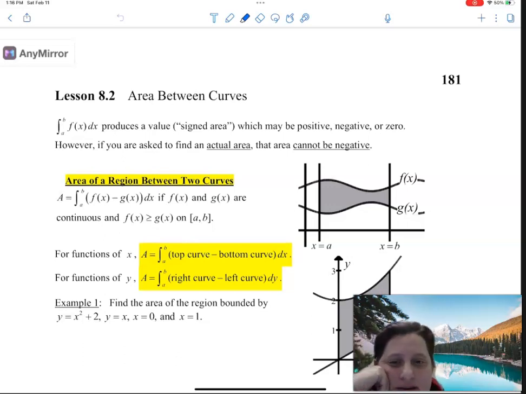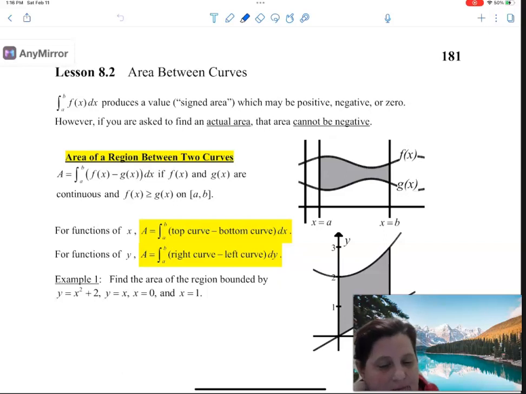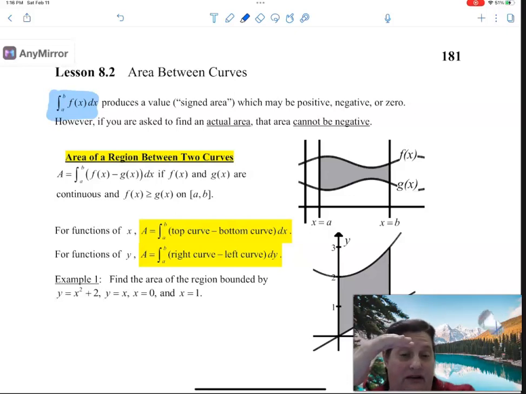All right, guys, we're going to talk about area between curves. Now, we know that the integral of a function produces a signed area, a value. Signed meaning if it's above the axis, it's positive. If it's below the axis, it's negative. Could be 0 if it cancels out.